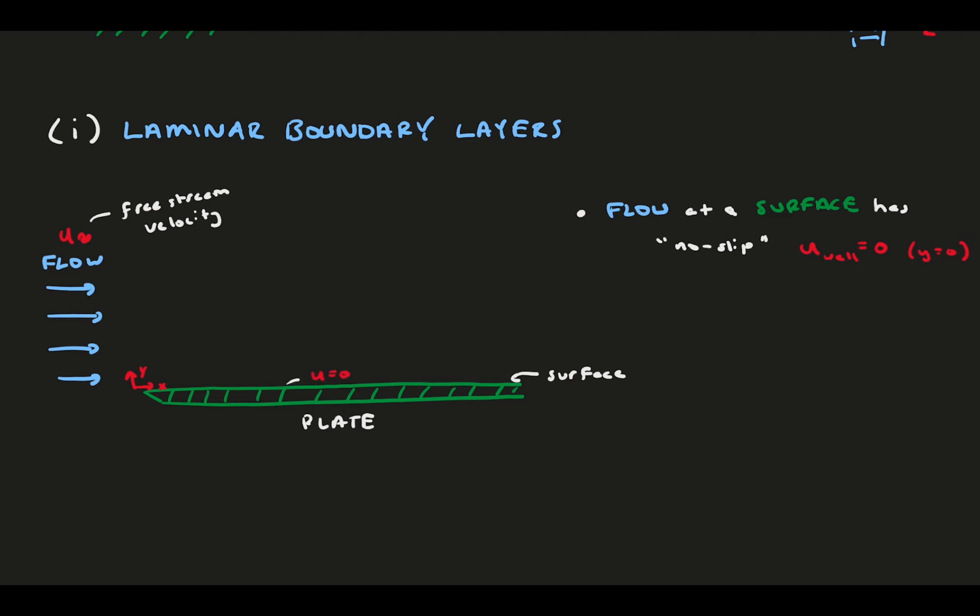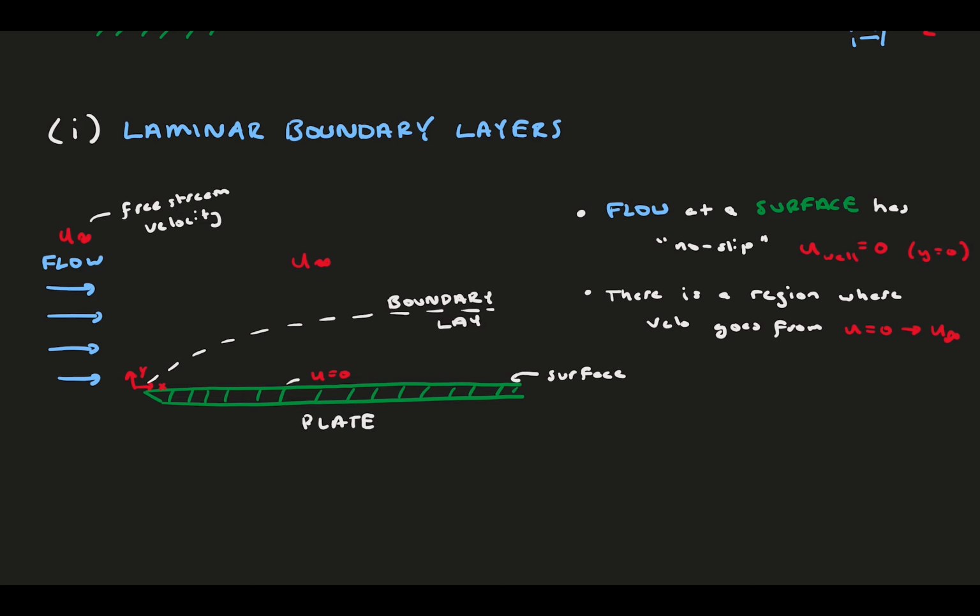Now, we know far from the wall the velocity field does not feel the presence of the wall, so the velocity field remains u infinity, which is the free stream velocity. In our fluid, there must be a continuous region where the fluid changes from the zero velocity at the wall to the free stream velocity far from the wall. This region is called the boundary layer, and it grows as flow moves downstream.